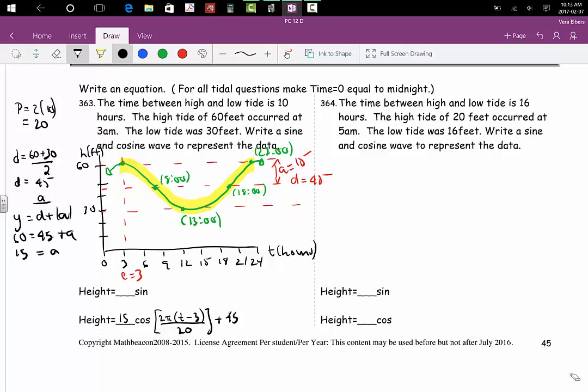Okay, so let's write a sine equation. We're going to start with a c value of 8, and just remember the way we get that is we want to take our high tide and add 5 hours to that, to give us 8. And so our equation then, our graph looks like this, right?